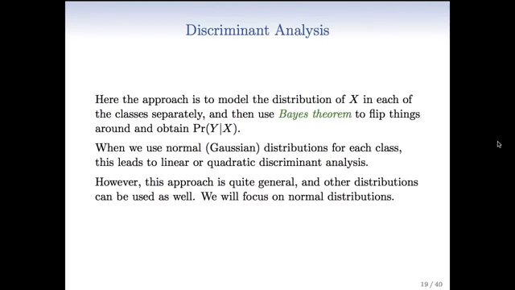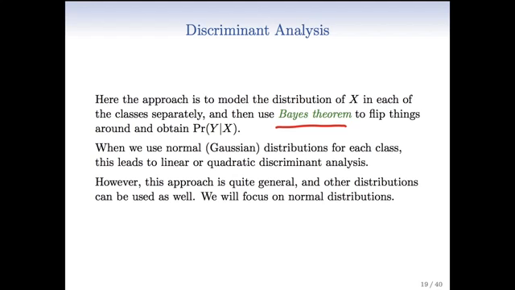We're not going to go into more detail on multinomial regression now. What we're going to do is tell you about a different classification method, which is called discriminant analysis, which is also very useful, and it approaches the problem from a really quite different point of view. In discriminant analysis, the idea is to model the distribution of X in each of the classes separately, and then use what's known as Bayes' theorem to flip things around to get the probability of Y given X.